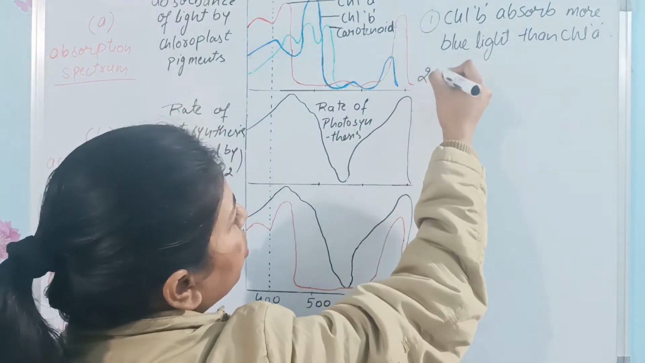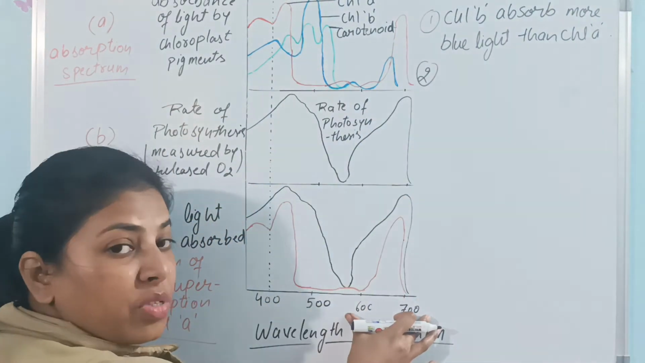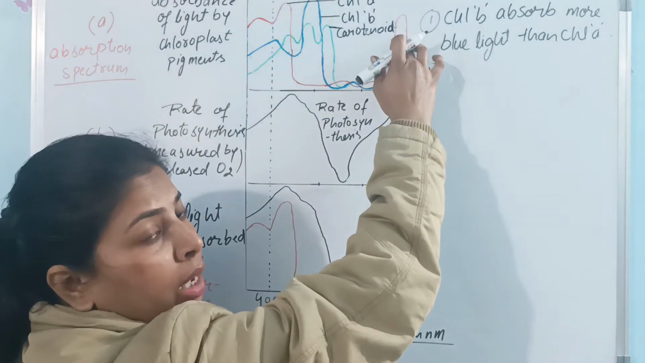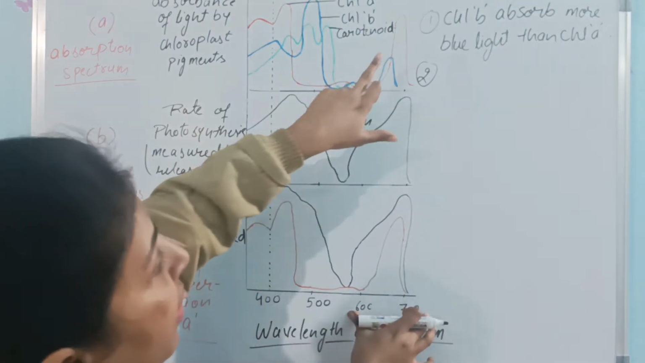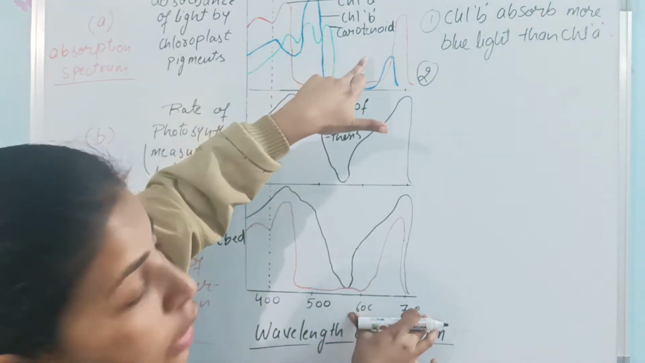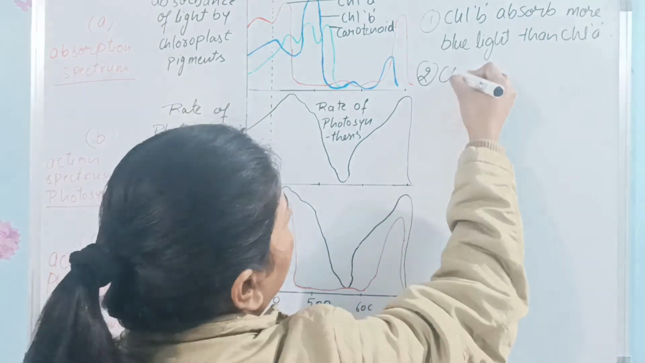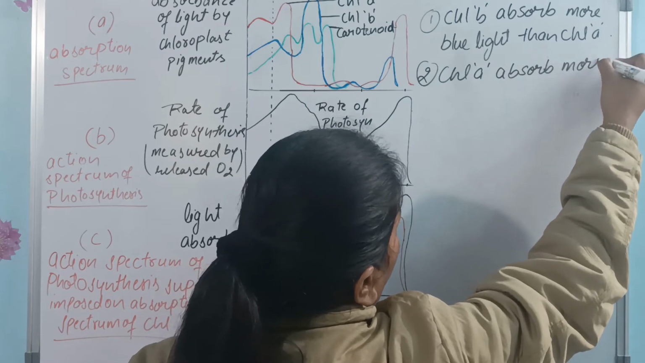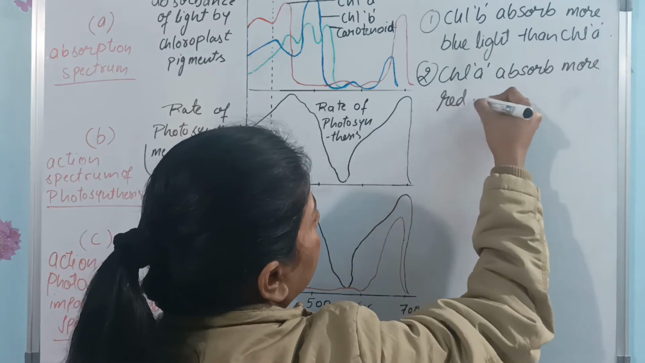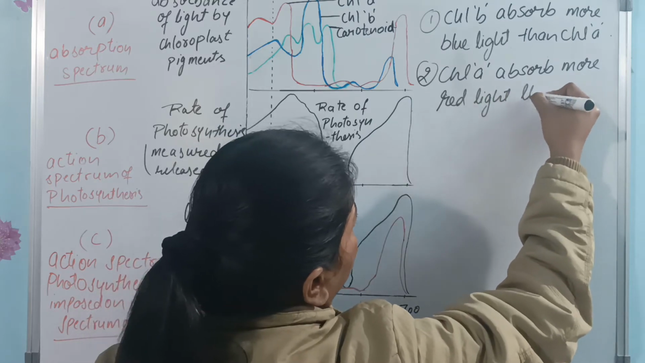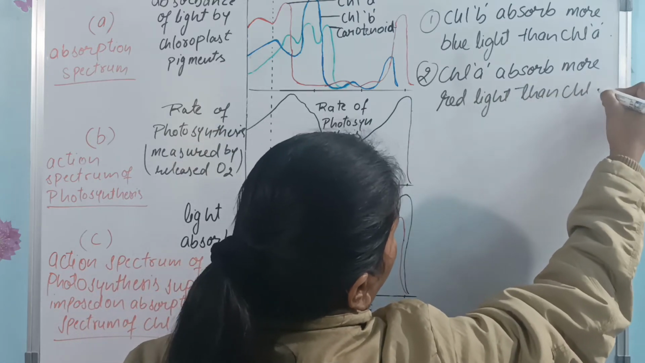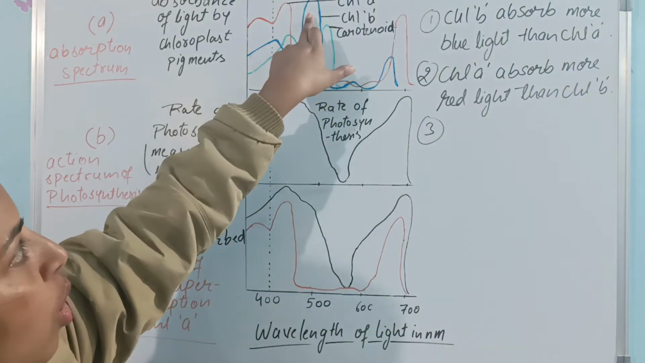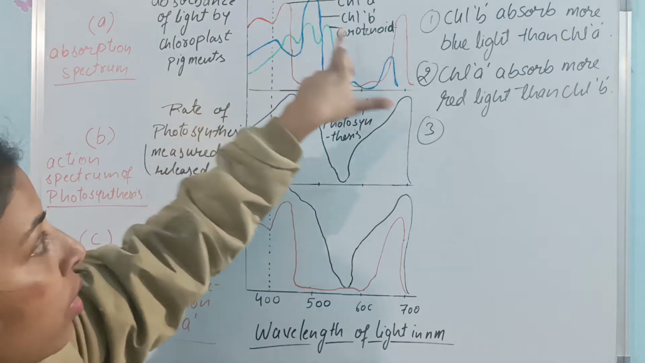The second conclusion: between 600 to 700 nanometer, the chlorophyll B peak is much lesser than the peak of chlorophyll A. So here we can conclude that chlorophyll A absorbs more red light than chlorophyll B. So B absorbs more blue light, A absorbs more red light.